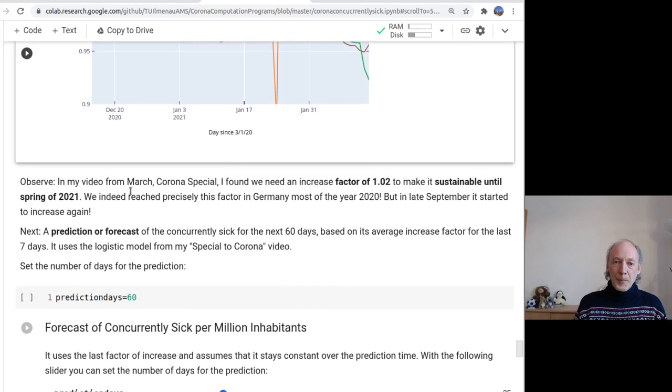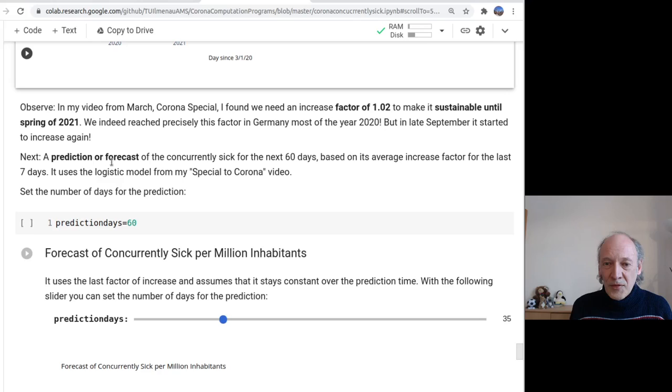Yeah. So here, observe in my video from March, Corona special, I found we need an increase factor of 1.02 to make it sustainable until spring of 2021. And we indeed reached precisely this factor in Germany most of the year 2020. But late in September it started to increase again, right? That was a problem. So we can now take this factor for prediction, right?